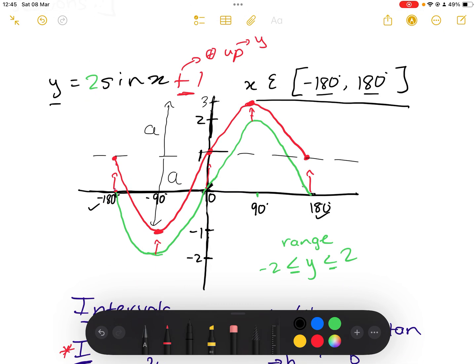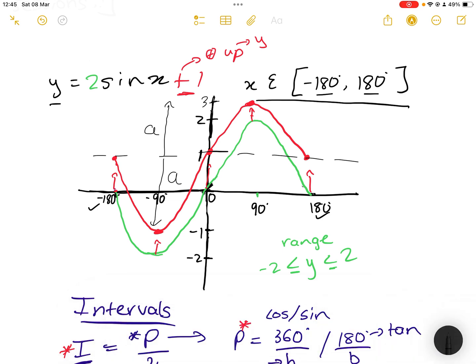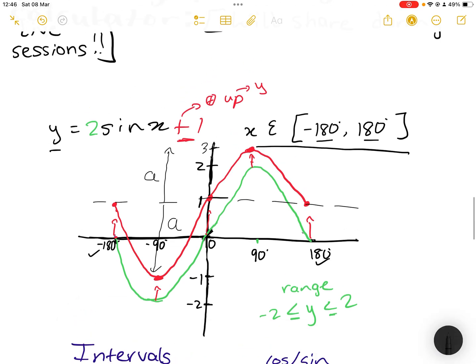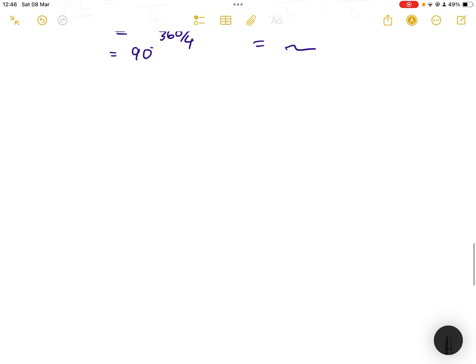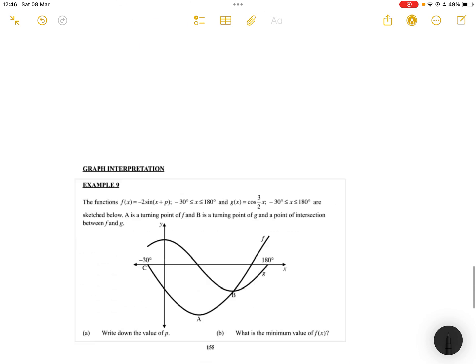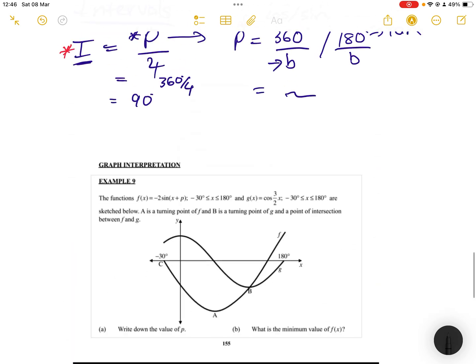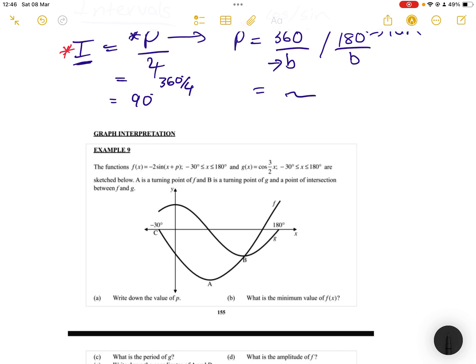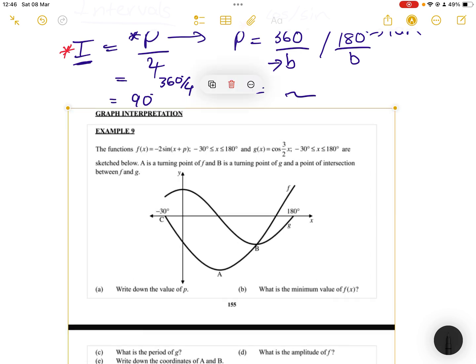If they ever ask you the amplitude, the answer will always be positive, and in units. This is just a revision, so you can just practice. When practicing, let's interpret this graph, but as a reminder.